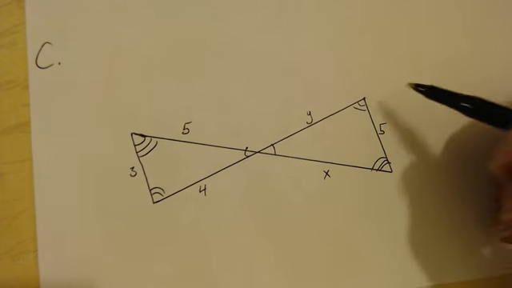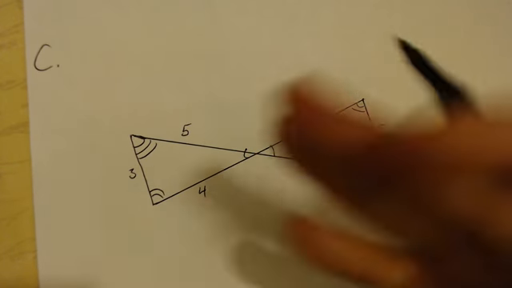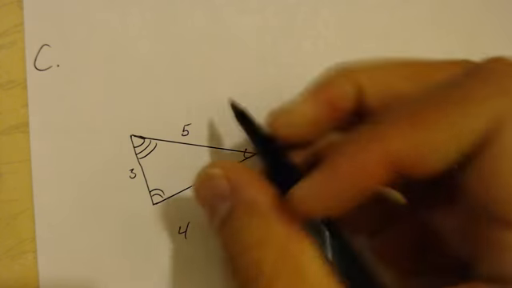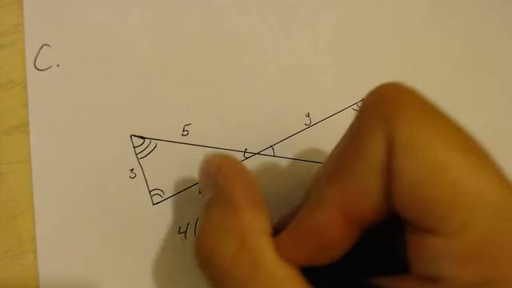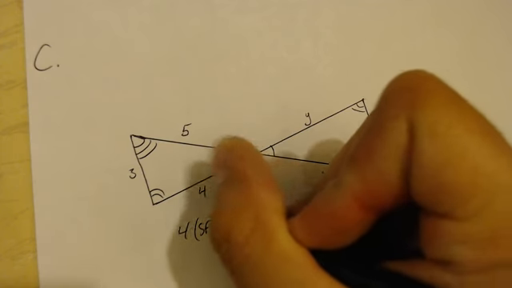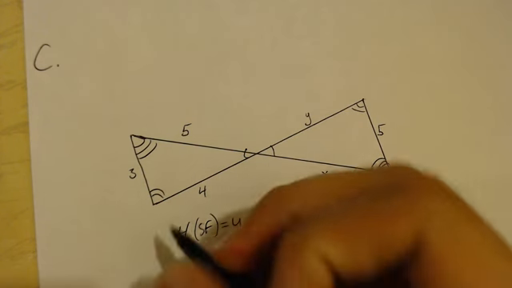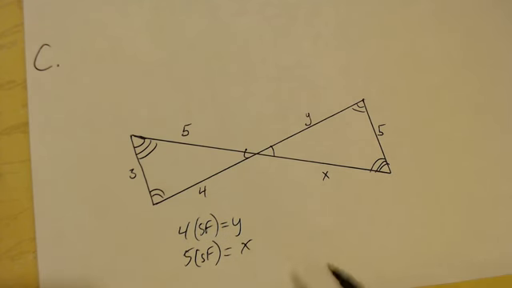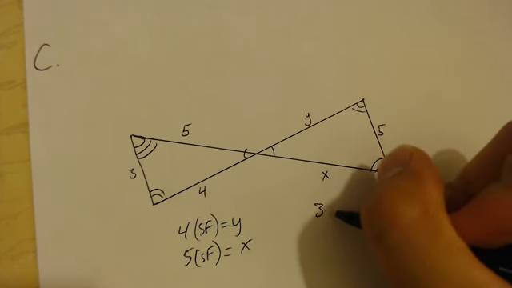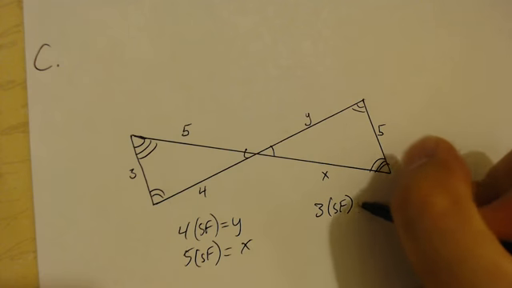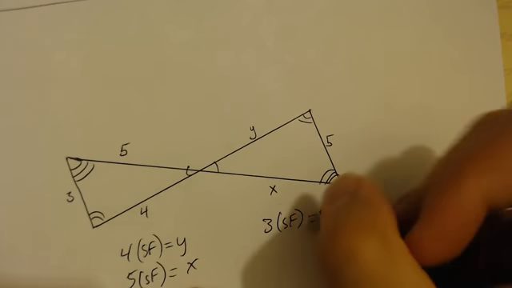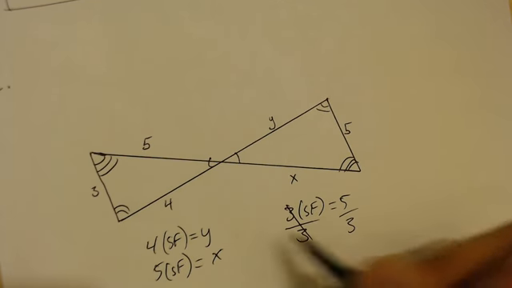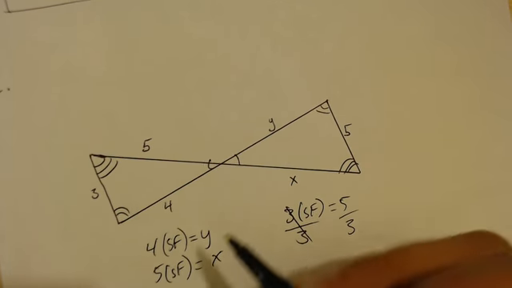In this case, since the triangles are inverted, this one is flipped. 4 times a scale factor would equal y. 5 times a scale factor would equal x. And then 3 times a scale factor would equal 5. From here we would just solve for the scale factor, which is equal to 5 over 3. And then we can plug this into each of these to solve.